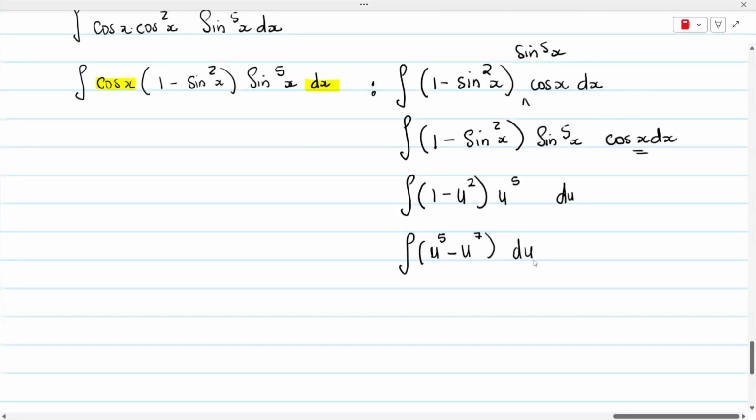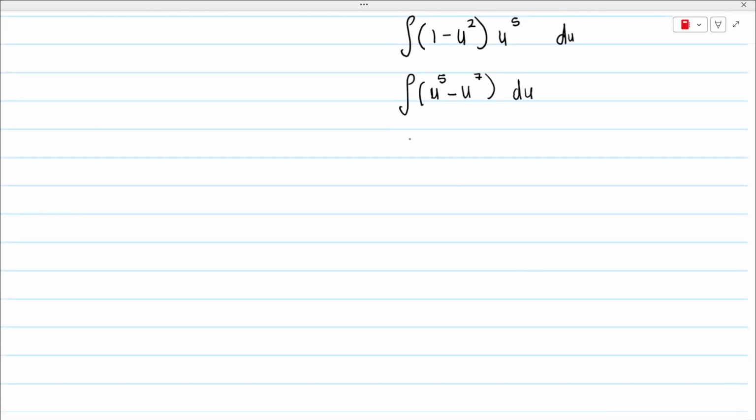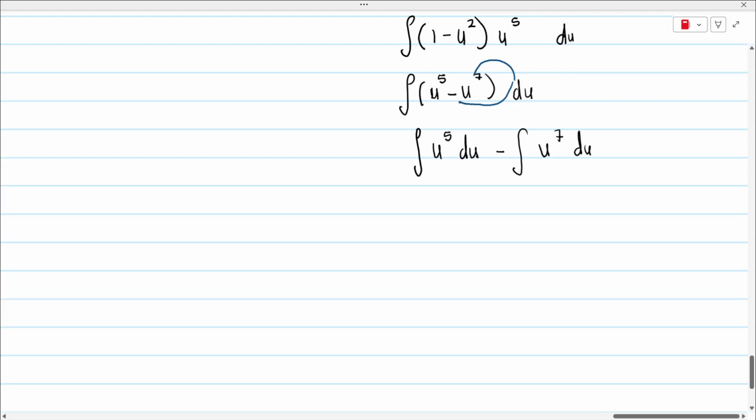So what does this expression mean now? It means that I can rewrite this expression as integrating u exponent 5. Then if I FOIL this, it will still be the same expression. So it will be integrating u exponent 5 du minus integrating u exponent 7 du. I didn't change anything, I just FOILed this, and then I separated what resulted from that. So it's integrating u exponent 5 du minus integrating u exponent 7 du.